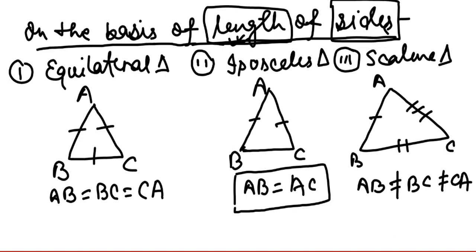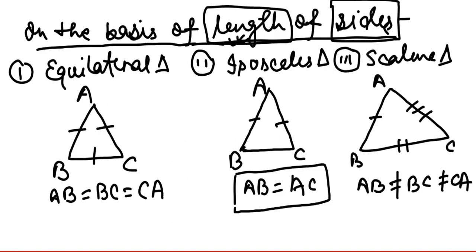So students, here we have studied the different types of triangles on the basis of the length of the sides of the triangle. The first type is equilateral triangle. Equilateral triangle has all the sides equal. In isosceles triangle, any two sides will be equal, and in scalene triangle, all the three sides are different. The lengths of all the three sides are different.